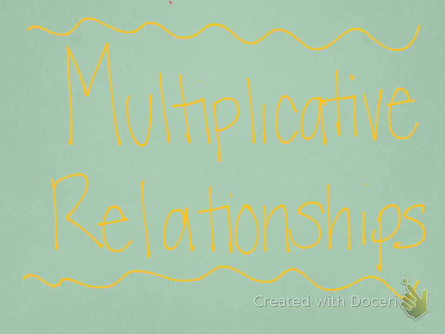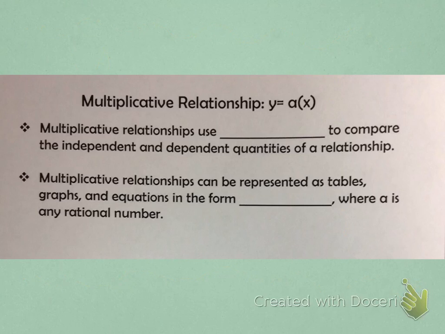Today we are going to learn about multiplicative relationships. Multiplicative relationships have an equation form, and that equation form is y equals a times x. Multiplicative relationships use multiplication to compare the independent and dependent quantities of a relationship.